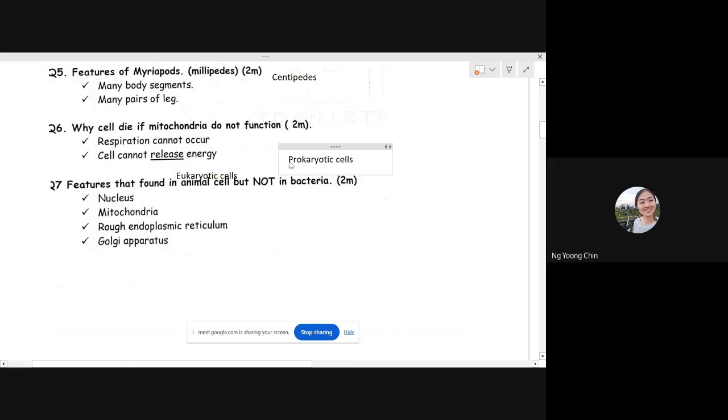So any feature you are able to access in the eukaryotic cell, but you are unable to find in the prokaryotic cell, is the nucleus, mitochondria, rough endoplasmic reticulum, and Golgi, because those are the membrane-bound organelles, which are only accessed in the eukaryotic cell, but not the prokaryotic cell. This is the membrane-bound organelle.